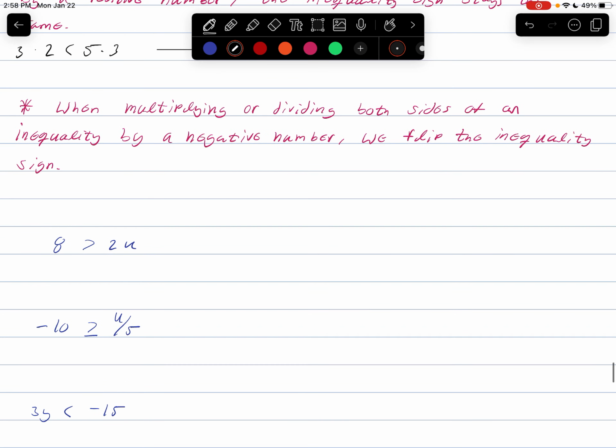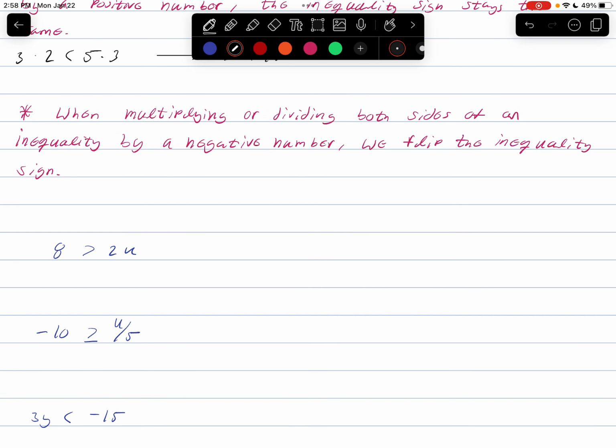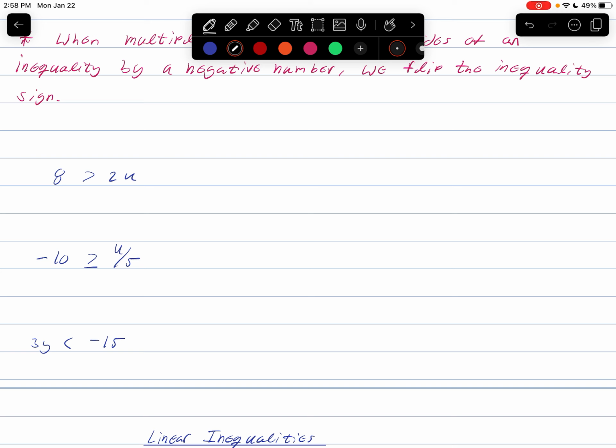The other rule says when multiplying or dividing both sides of an inequality by a negative number, we need to flip the inequality sign. Let's see why this works. Let's try the same numbers, and make them negative. We have negative 2 is strictly greater than negative 5.